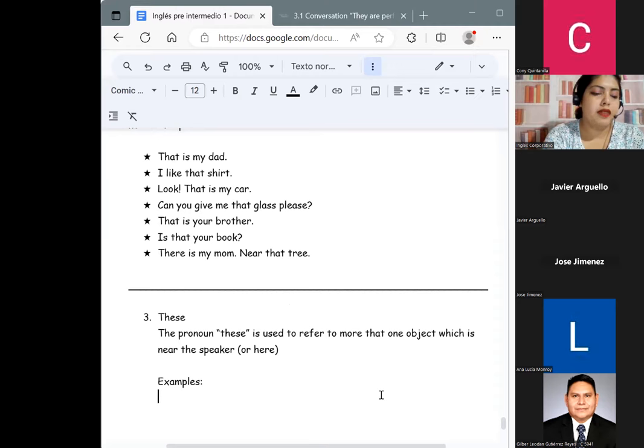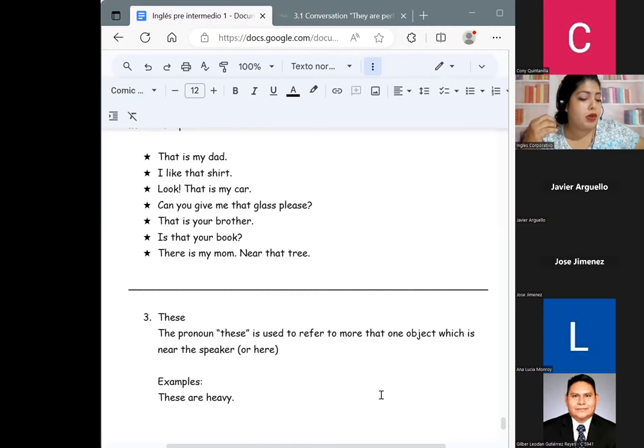Okay, in the examples, we have the following sentences. These are heavy. And in this case, we can talk about different things. Like we are talking about books, boxes, we are talking about children even. So in this case, we are talking about something that is heavy.